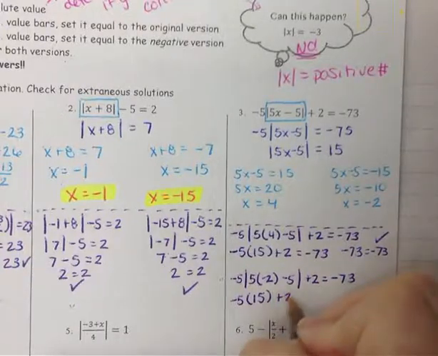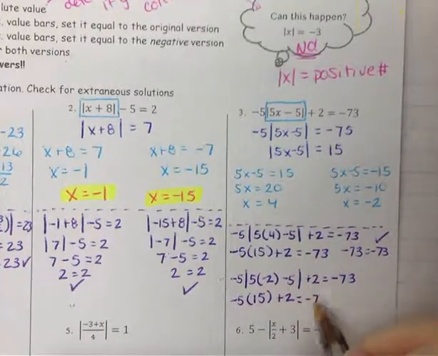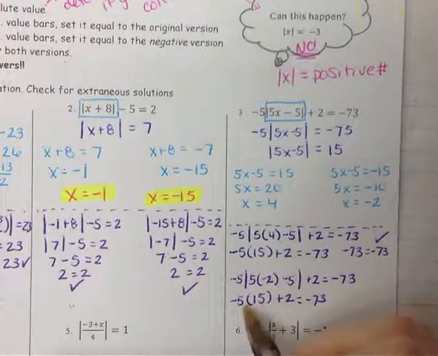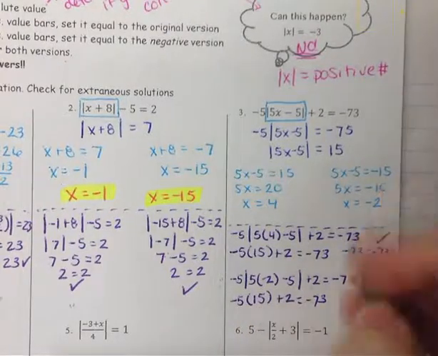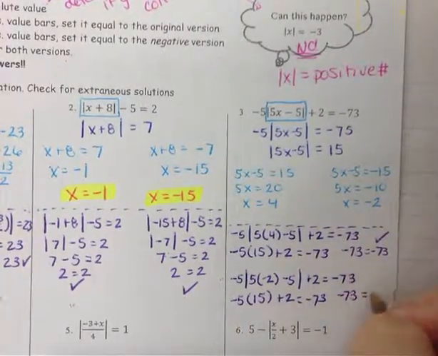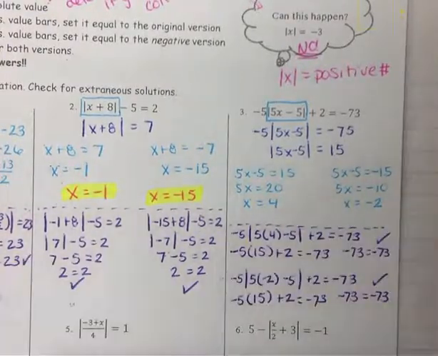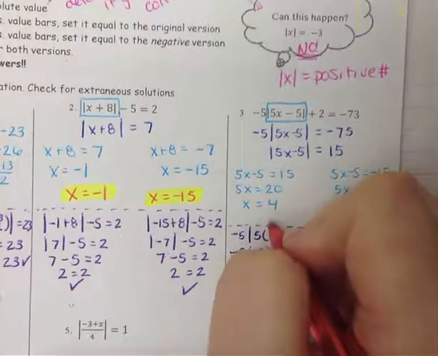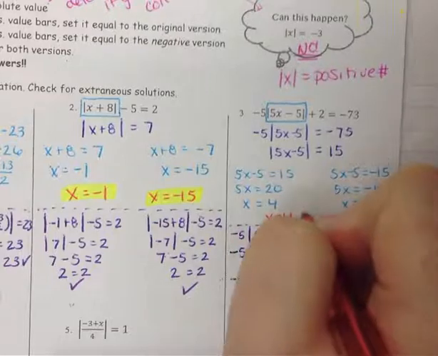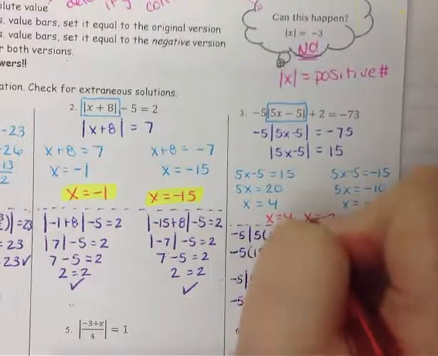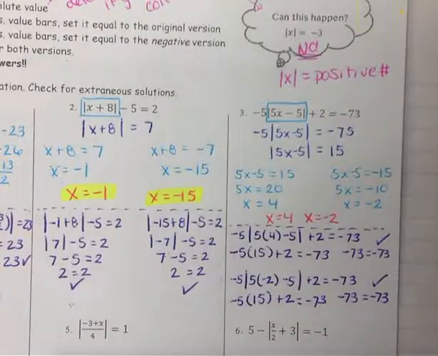We're going to add 2. This is the same thing as above. So this is negative 75 plus 2 is negative 73 equals negative 73. Also good. So both of these answers work. So x equals 4 and x equals negative 2 both work. We're going to highlight both of those.